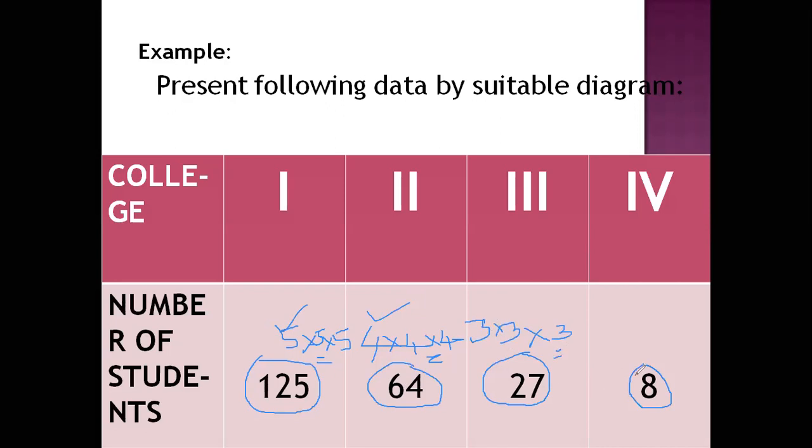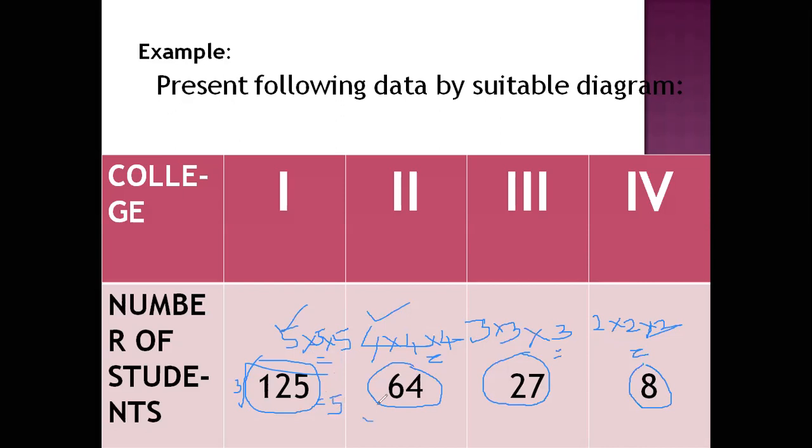Now coming to 8, cube root of 8 is equal to 2. 2 into 2 into 2 is equal to 8. So therefore what it implies is cube root of 125 is 5.